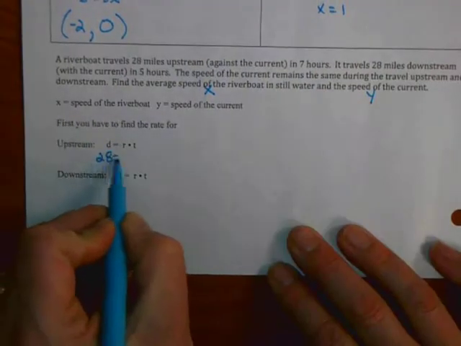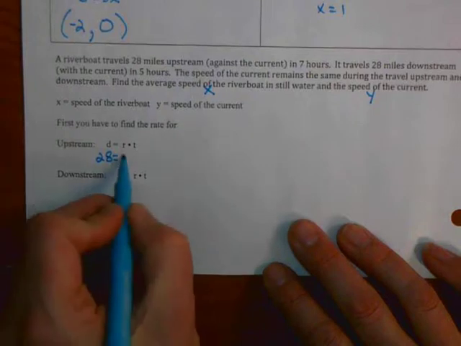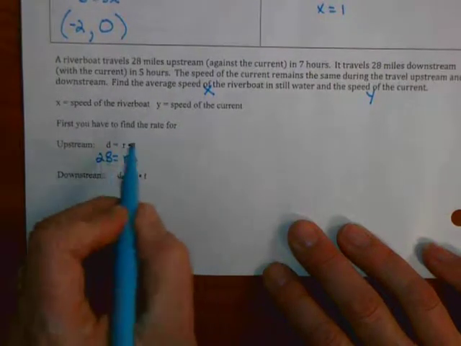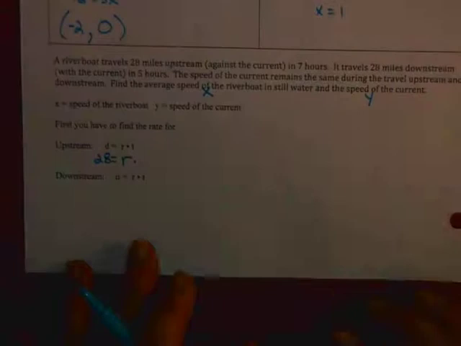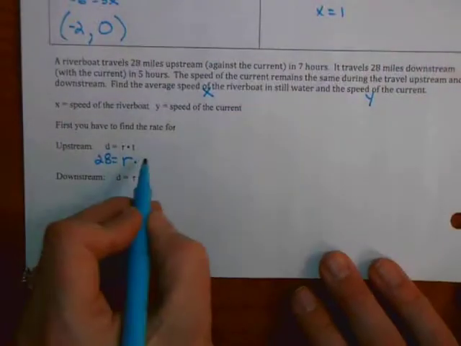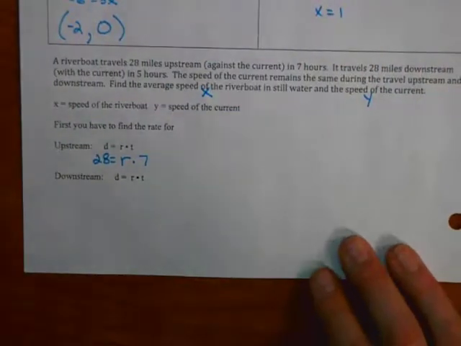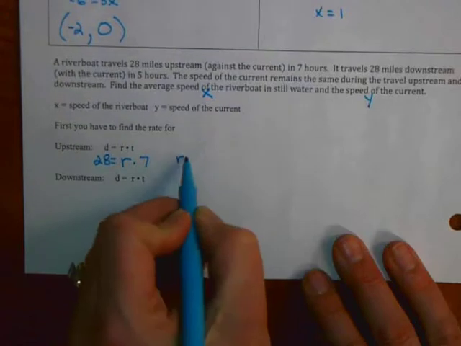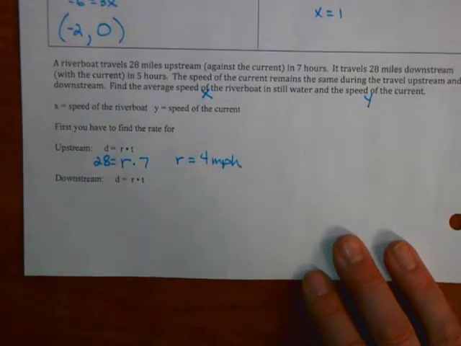So how long did they travel upstream? 28 miles, right? Upstream, 28 miles, that's my distance. I don't know the rate. And how long did it take them to go upstream? 7 hours to go upstream. If I divide both sides by 7, I find out that the rate is 4 miles per hour. Upstream against the current.